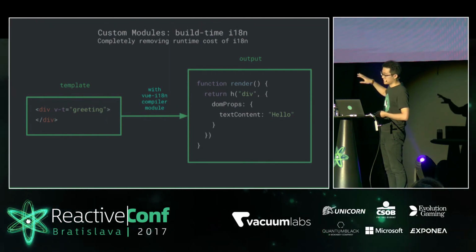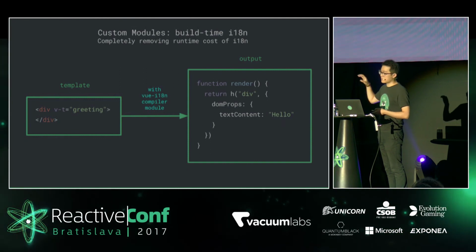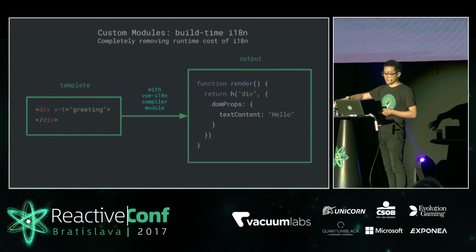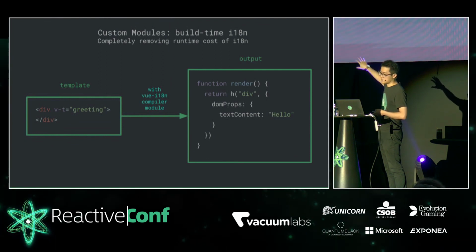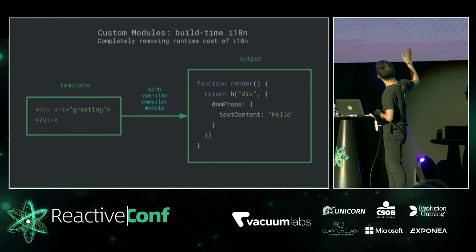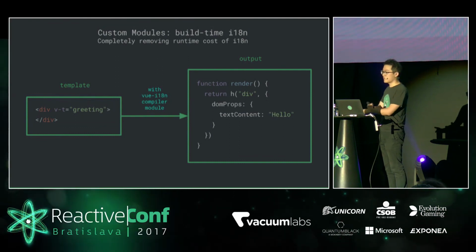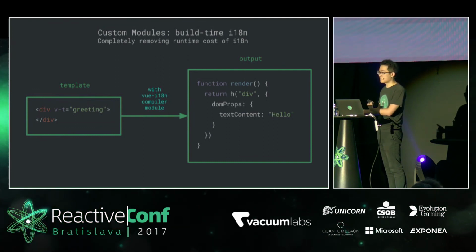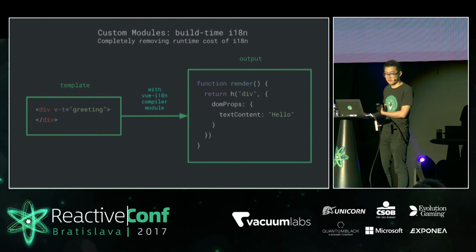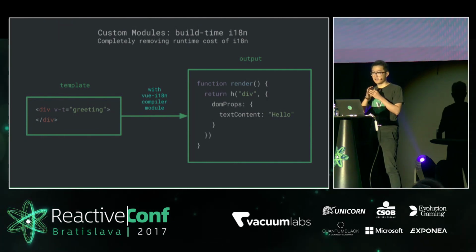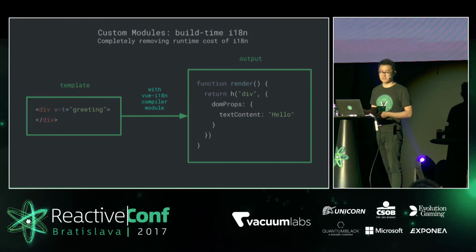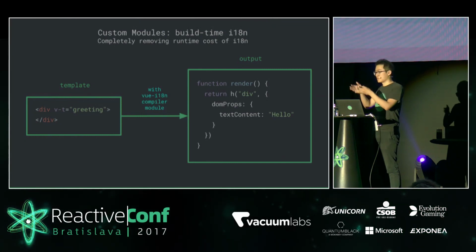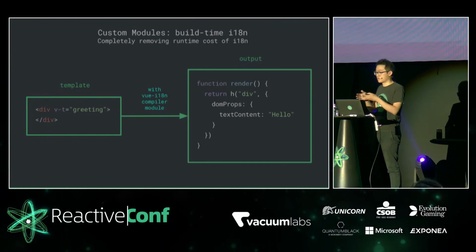But with compile time optimizations, by injecting a custom compiler module at compile time, you can turn all the internationalization directives into purely just setting the text content. So this is the same as static text, essentially. Now you completely get rid of all the runtime costs associated with internationalization, and you just generate different copies of your app for different locales.